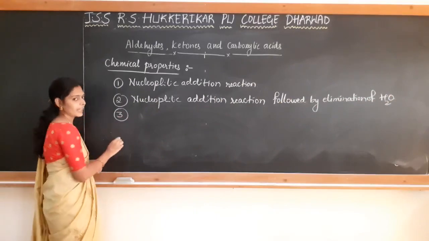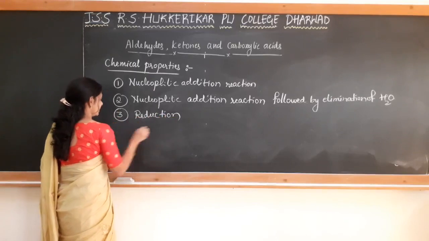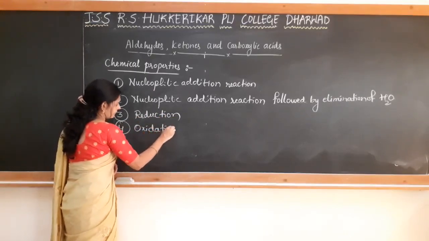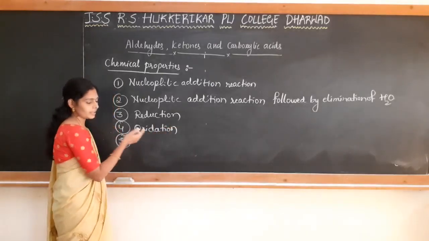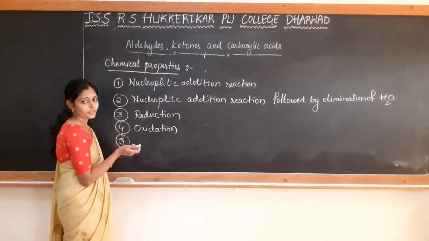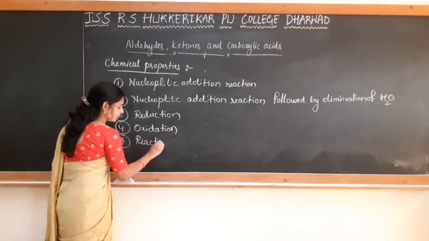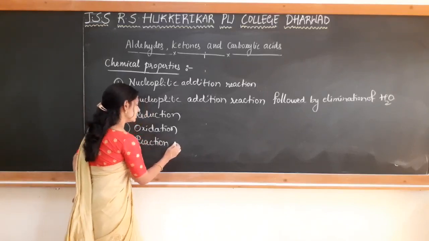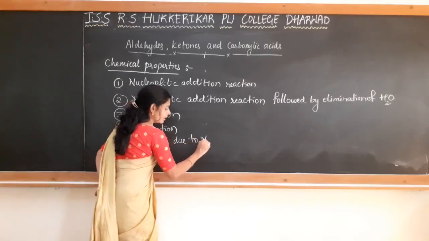The third type of reaction which aldehydes and ketones undergo is reduction, then oxidation. The next category is, as I said earlier, there are some reactions which aldehydes and ketones show because of the presence of alpha hydrogen. So, the reactions due to alpha hydrogen, the hydrogen next to the carbonyl carbon.